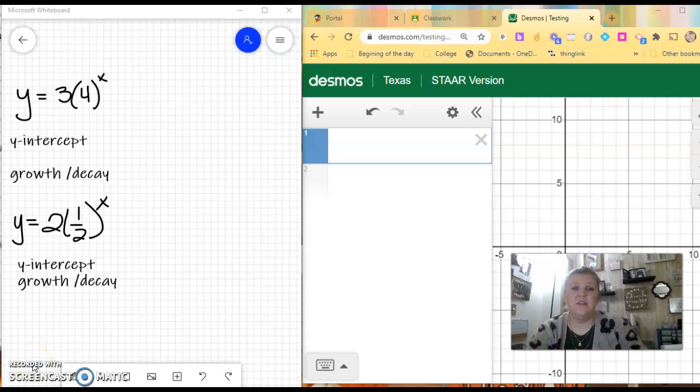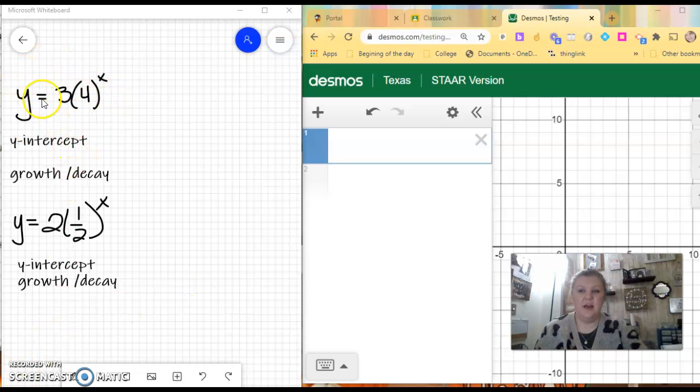Okay, so as we are graphing these exponential functions, we also have to be able to identify key parts of the graph, right? So really the two things that we're going to focus on today are the y-intercept and identifying whether something's a growth or decay. Now, we have already talked about the y-intercept when we talked about linear functions. Remember, it is where your graph crosses the y-axis.